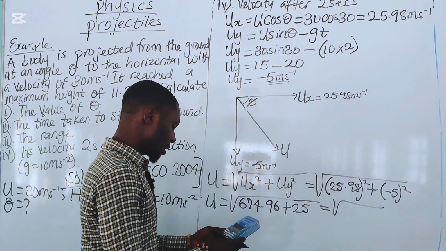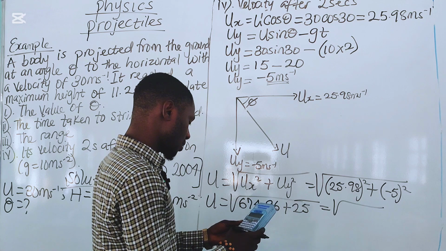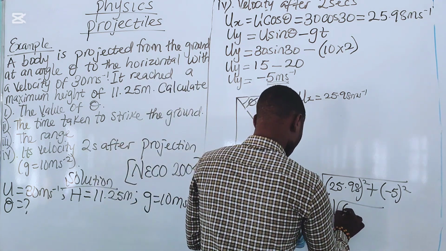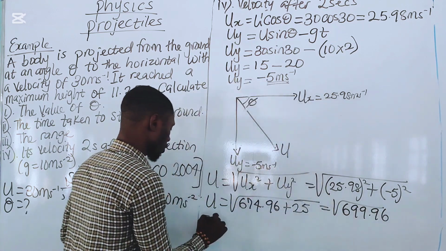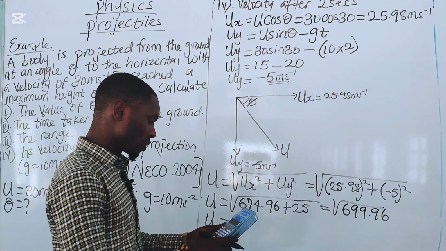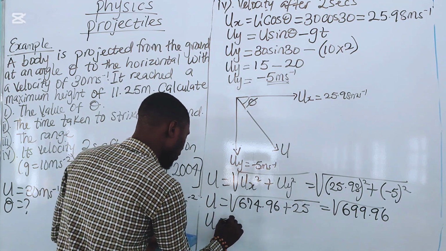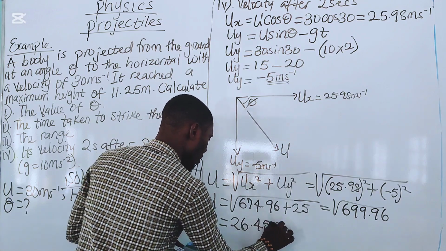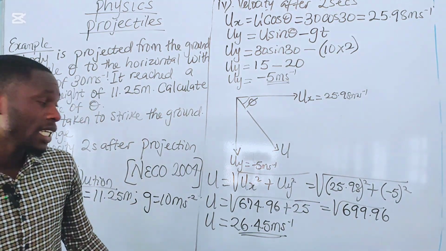So we add them together. 674.96 plus 25 is equal to 699.96. So our u now becomes the square root of 699.96. That will give us 26.45 meters per second.